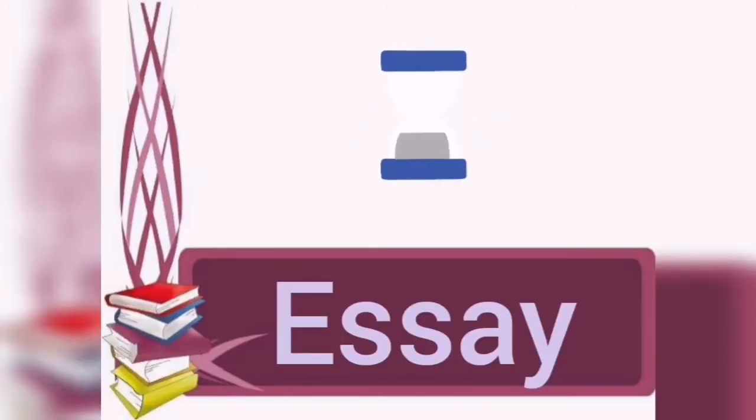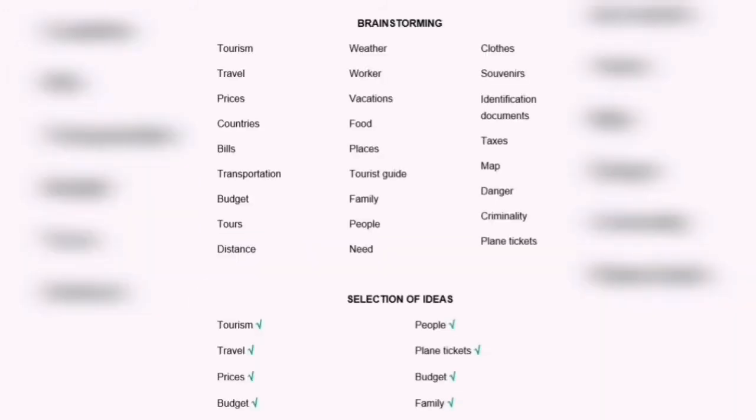Now I'm going to explain the entire essay. First of all, we have the brainstorming, in which we write down all the ideas that we have in mind about the topic that we want to develop. They can be whatever comes to your mind. As you can see here, there are many ideas.